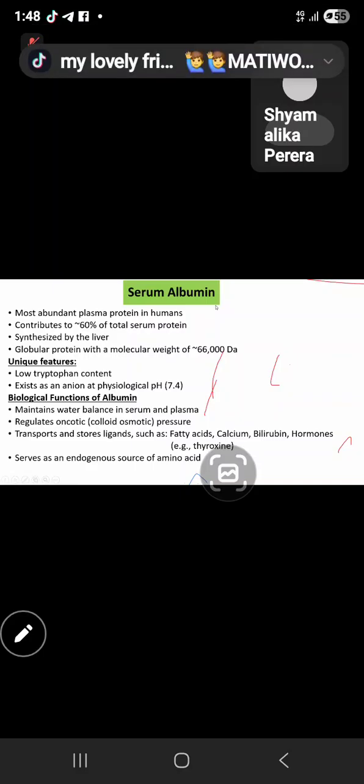So this is the technique for serum albumin. Other than total protein, you can have globulins, albumins, and many things. But apart from total protein, we highly select albumin because that is the abundant plasma protein in humans and contributes almost 60% of total protein. And albumin is mainly synthesized by the liver. So if you want an idea about liver pathology, the best marker is albumin.